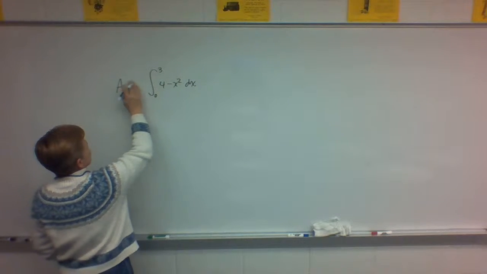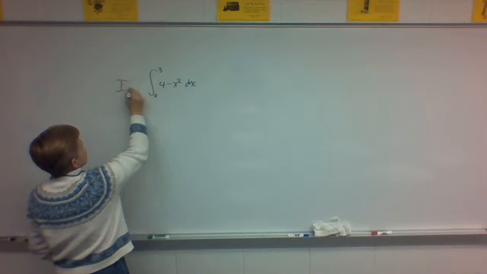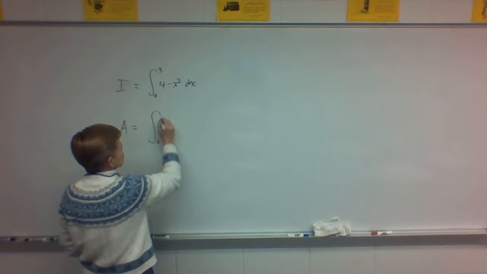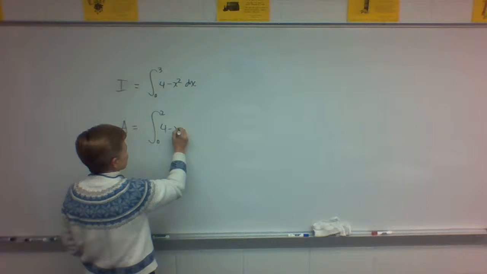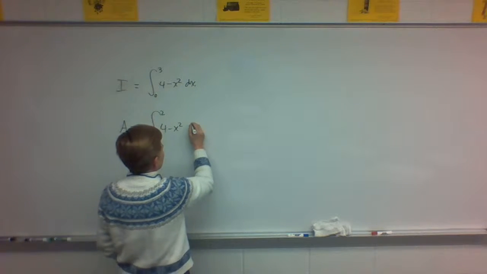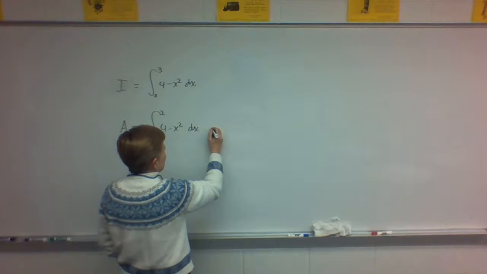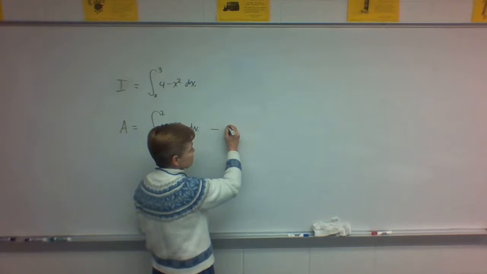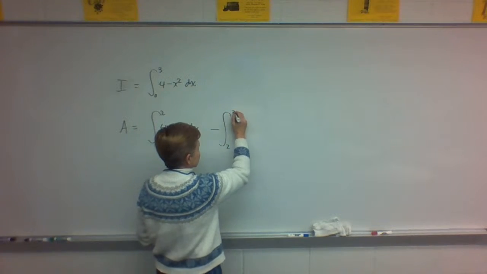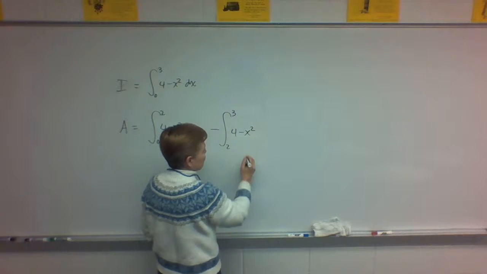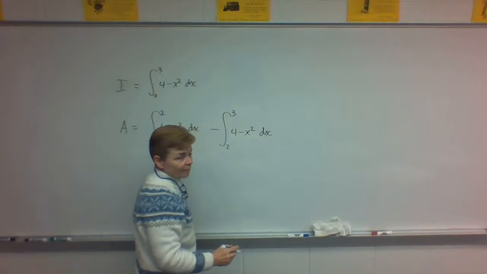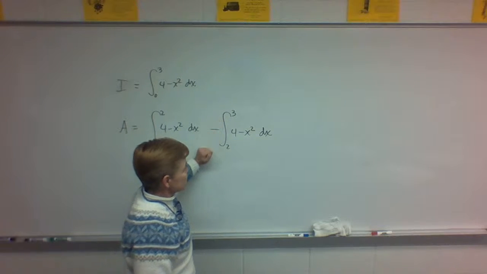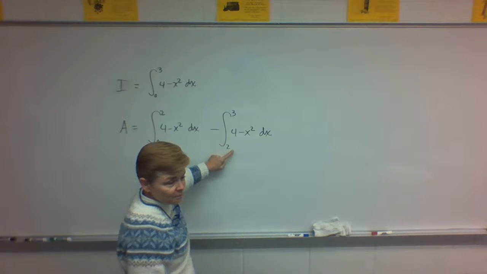Maybe I should write that. This is the integral. But we want to find area, which means we are going to have to integrate from 0 to 2 where it crosses the x-axis, and add on, which really means subtract, the negative area from 2 to 3. We expect this to be negative. Yes. So if I put a negative here, it will turn this positive. You see what I mean?